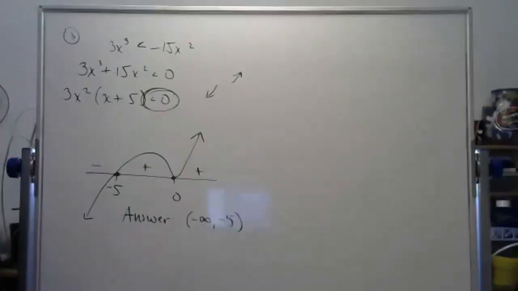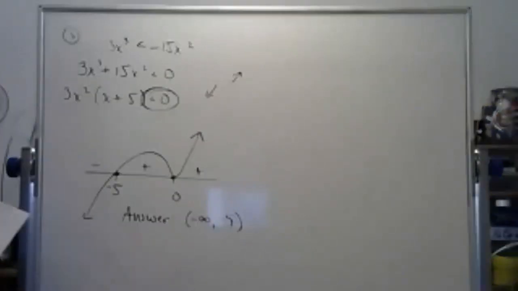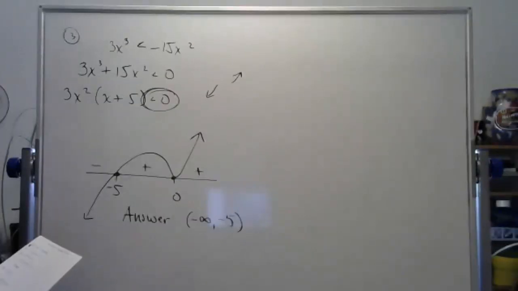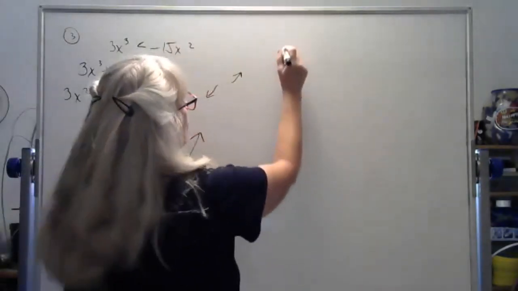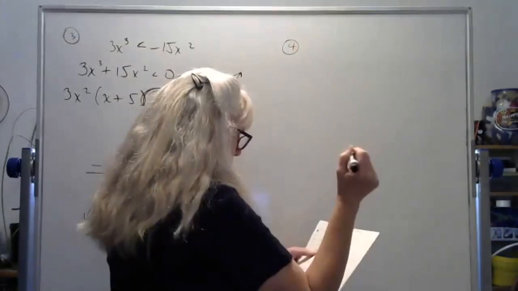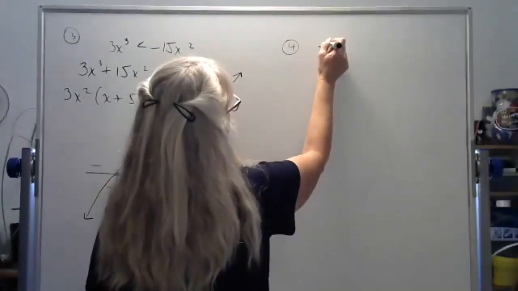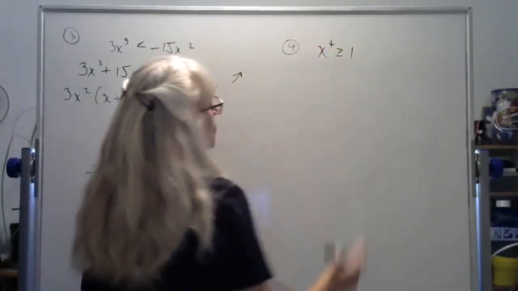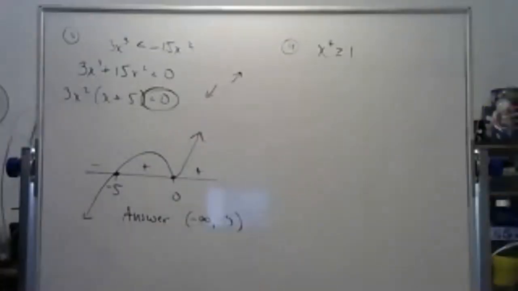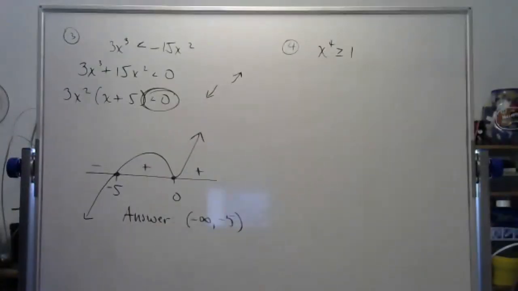Nice. Okay, one more, and then we'll move into the rational inequalities. So number 4, we have x to the 4th is greater than or equal to 1. So x to the 4th greater than or equal to 1.